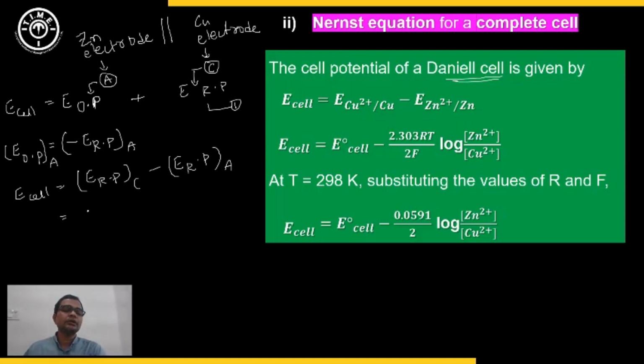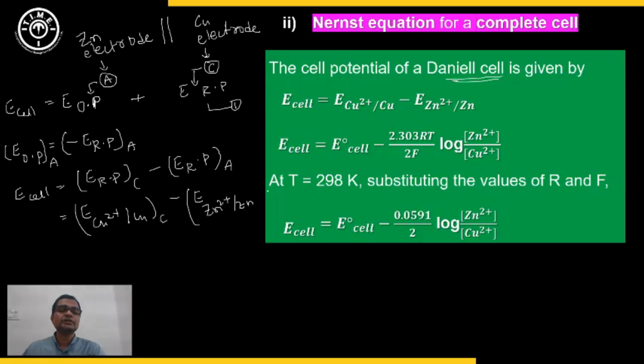Here the cathode is what? The copper electrode. So reduction means Cu2 plus is reduced to Cu. This is the cathode. Now the reduction potential of the anode means what here? Zn2 plus ion is reduced to Zn.